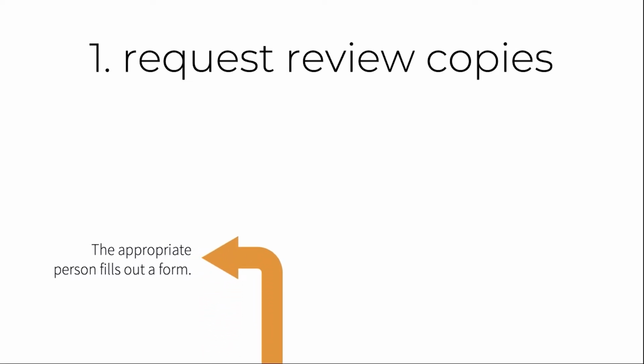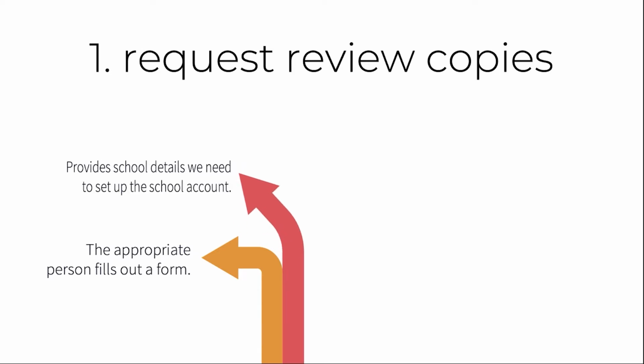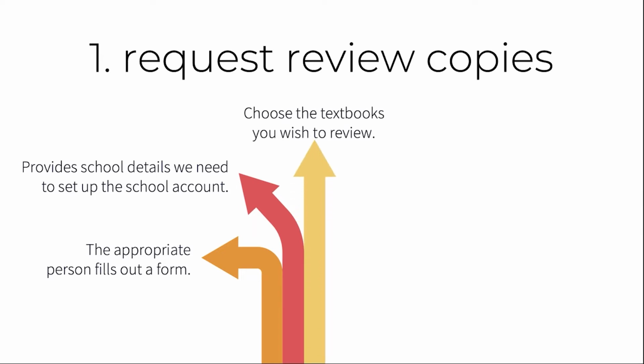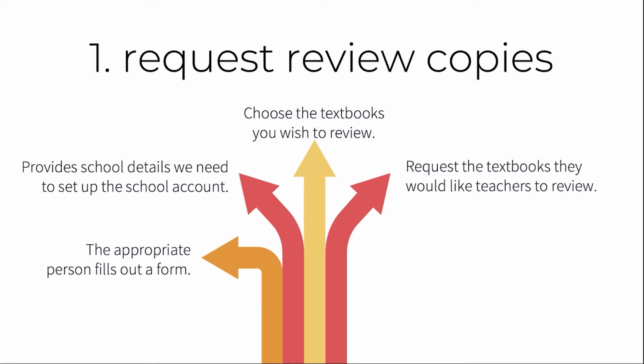As we've briefly discussed, the process begins when the appropriate person at the school requests review copies. They'll fill out a form, identify themselves as the proper person to be the school's primary group leader, and then provide school details, the details we need to set up the school account. They'll choose the textbooks they want to review, and they can also request review copies for teachers at this time.